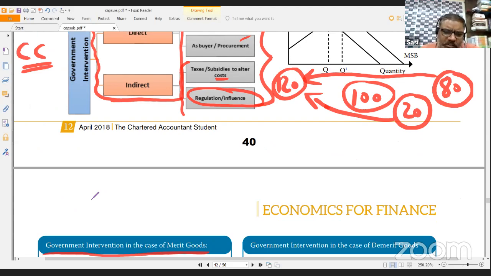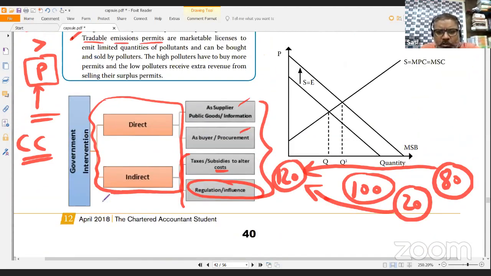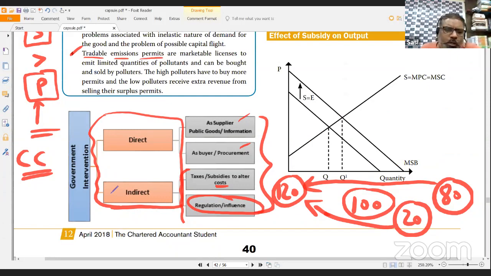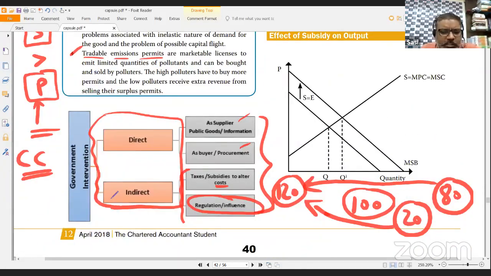Either this can happen to anything. This can be in the case of merit goods. This can be in the case of externalities. Whatever the government responds to, any of these market failures will be in the broad four categories only. If that is known, we can apply it everywhere. That is a common talisman for all the things that government intervention does.